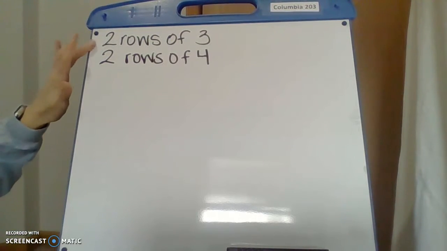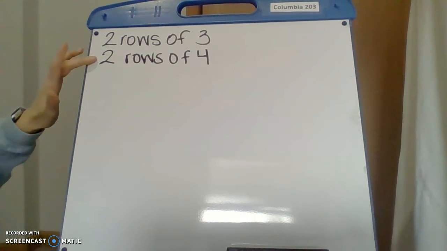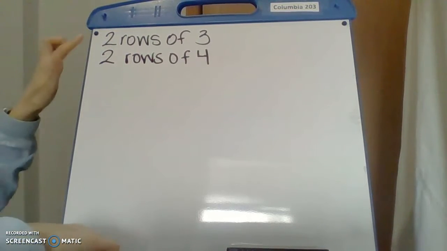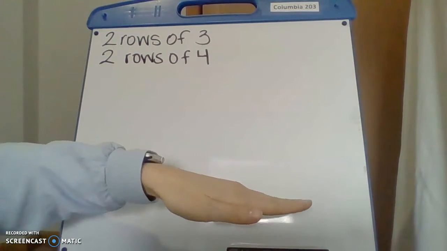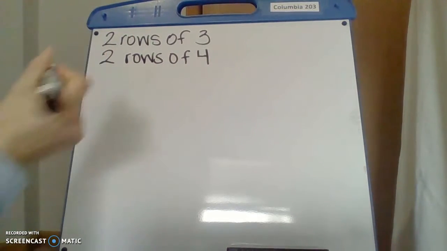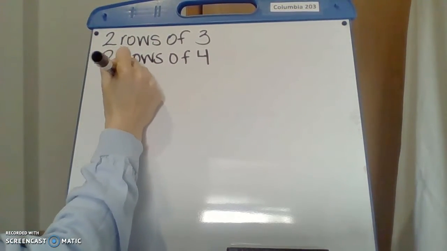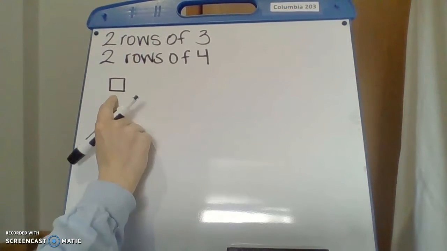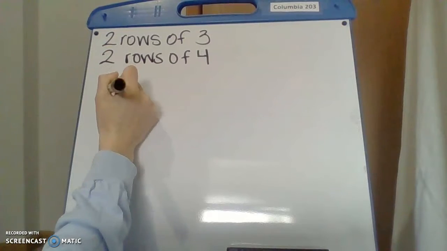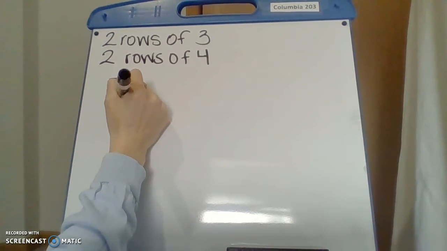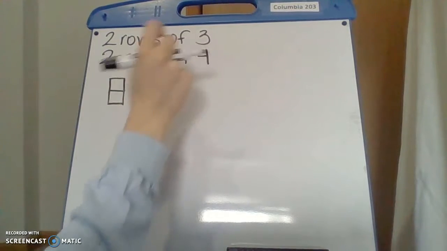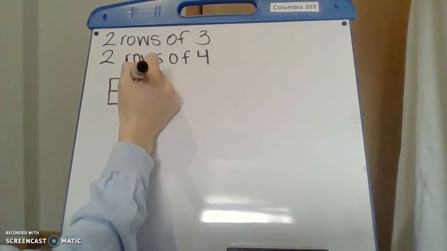So I already wrote on the board 2 rows of 3 and 2 rows of 4. So I am going to draw the 2 rows of 3 first. So remember, rows go horizontal. If we were talking about columns, they would go vertical. So 2 rows, there's 1. Remember, when I'm drawing my squares, I'm making sure that they're pretty equal. I'm just trying my best, making them nice and neat. Here's another row, and I have 2 of them, so I'm going to stop there, and now I'm going to make them 3 in each row.